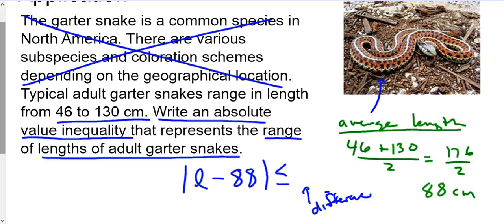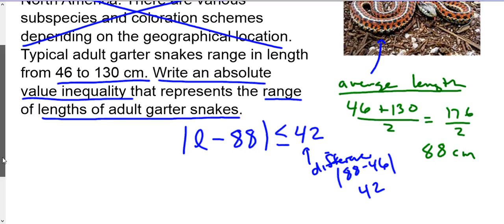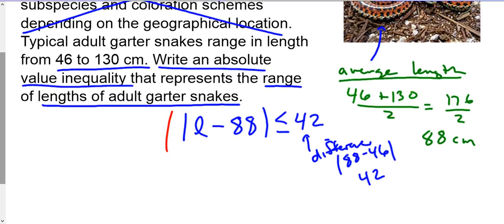We can find the difference by taking two of the different values. So 88 minus 46, or 130 minus 88, they should be the same thing. And what we have right here is going to be 42, right? 42. That's going to be our difference. Now, why is this important? Well, this is going to be our range, and how we're going to set this up, because whatever length we have for a typical adult garter snake, it has to be within the difference from the average.